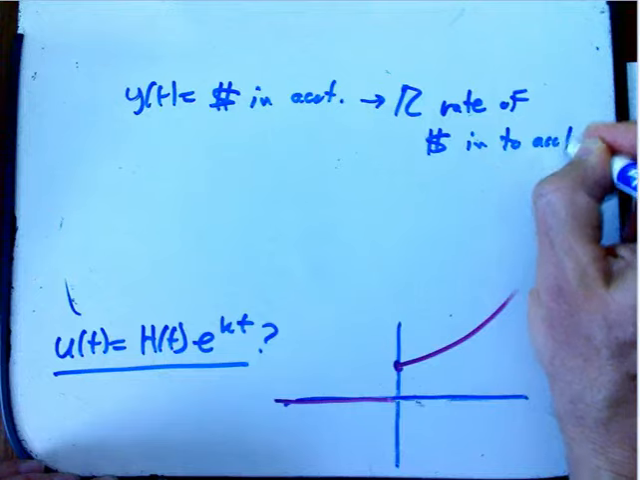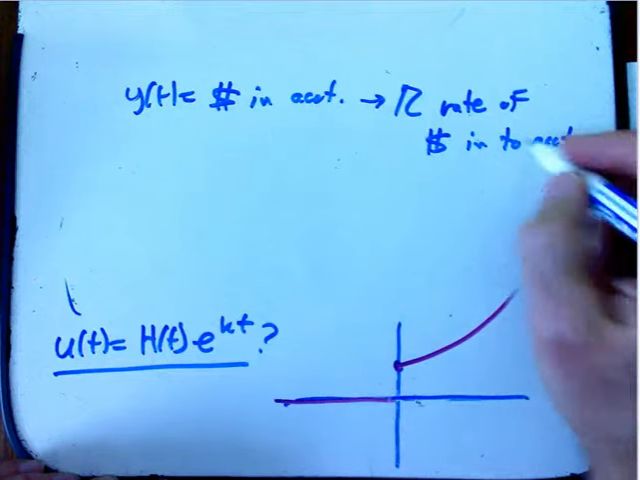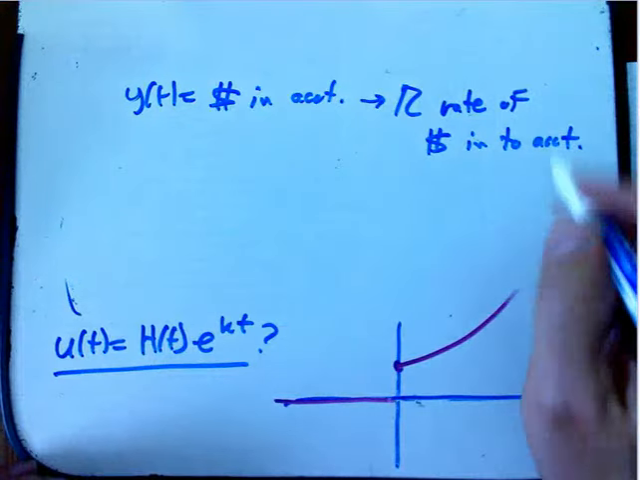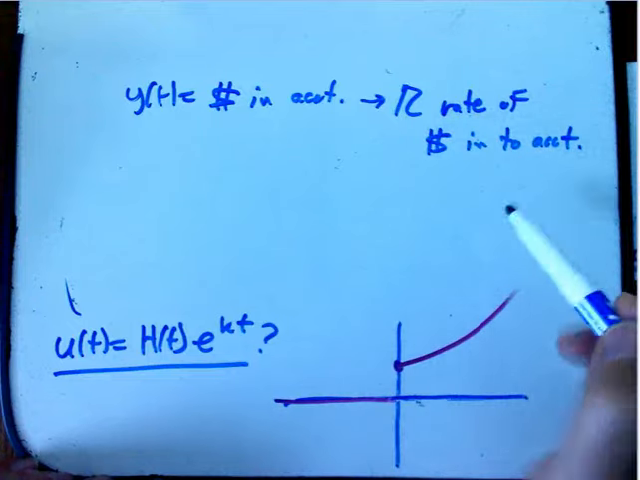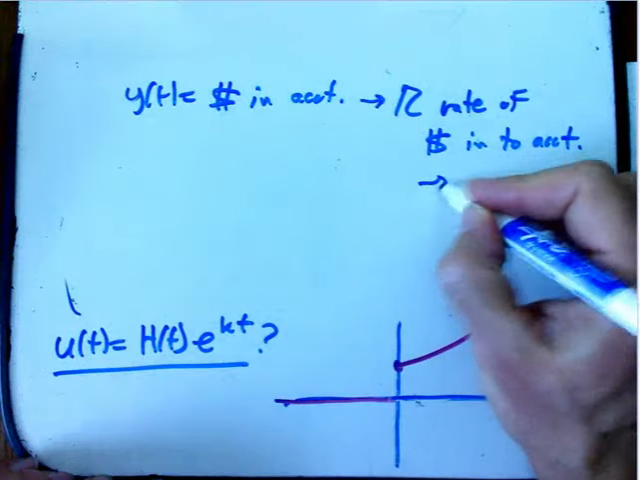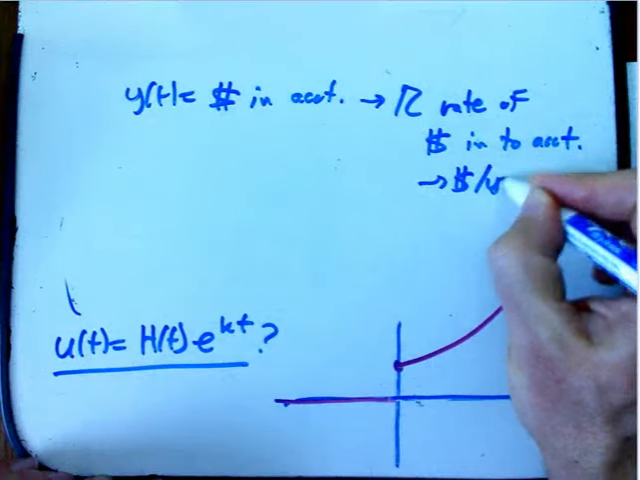Oh, if you're watching this outside the United States, sorry, I'm using dollars to mean money. It's just easier than writing money. Just substitute your own currency symbol, like a euro symbol, maybe. So this is going to be, say, dollars per year, just to be definite.